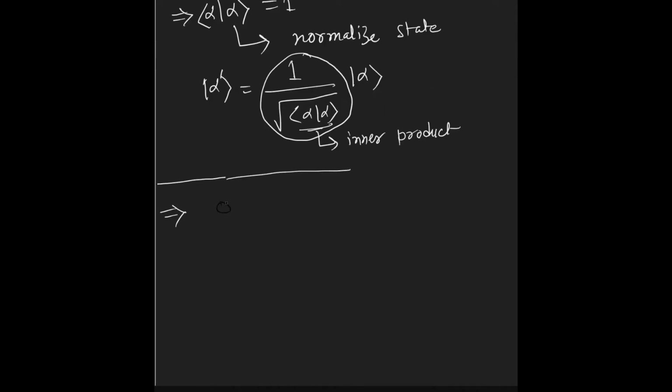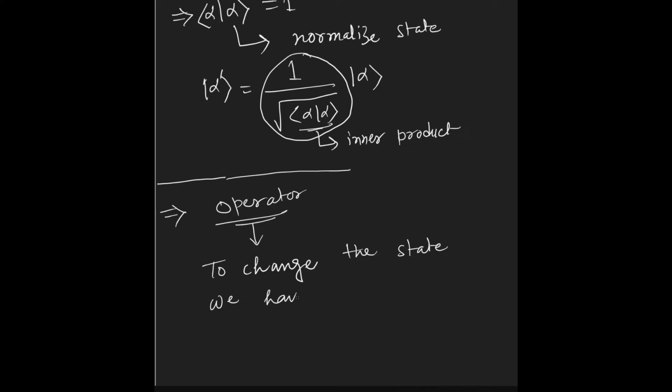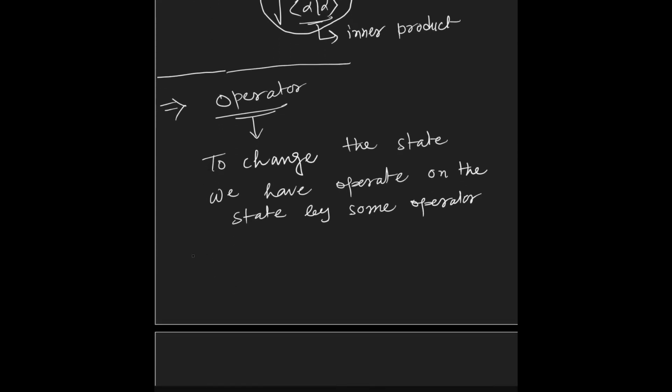Now we will study operators. What is an operator in the state space? An operator changes the state. To change the state, we have to operate on the state by some operator. Suppose there is a state alpha. If we operate with an operator x, this operator will change the state alpha to beta.